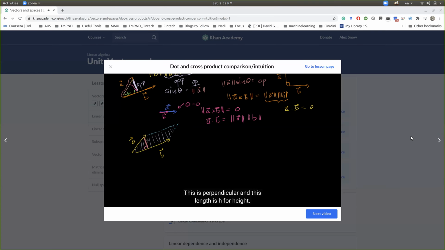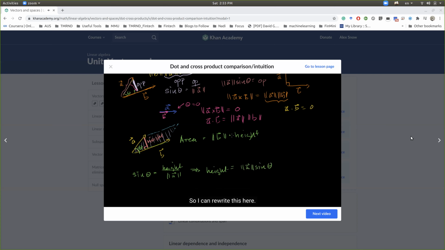If this is perpendicular and this length is h, for height, then the area of the parallelogram is just equal to the length of my base, which is the length of vector B, times my height. Well, what is my height? Let me draw a little theta there. Let me do a green theta, it's more visible. So we know already that the sine of this theta is equal to the opposite over the hypotenuse. So it's equal to the height over the hypotenuse. The hypotenuse is just the length of vector A. Or we could just solve for height. We get the height is equal to the length of vector A times the sine of theta.